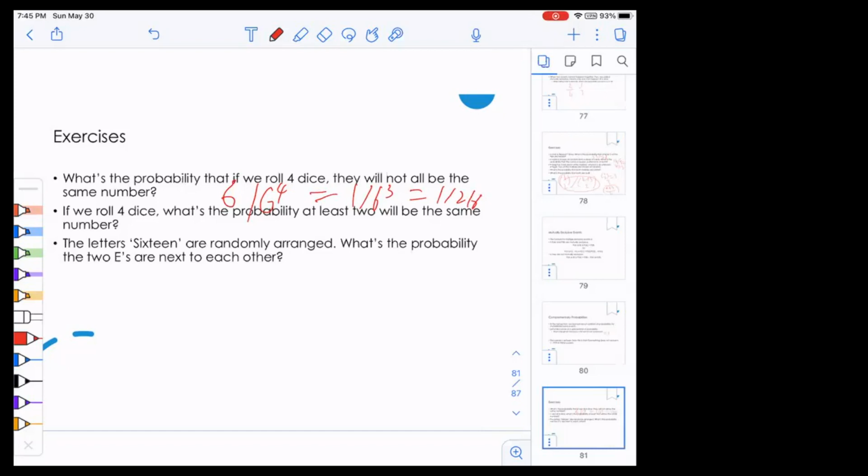But we're counting the probability of them not being the same. So we can use the rule that we just learned, where we find 1 minus the probability of what actually occurred. So 1 minus 1 over 216 is 215 out of 216.